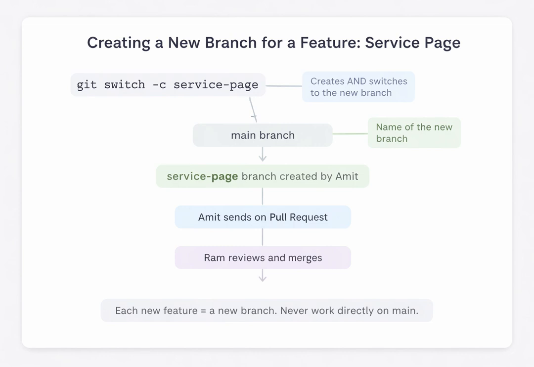He doesn't touch the main branch at all. Once he's done, he'll push this branch to GitHub and send a pull request to Ram. Ram will then review the changes and merge them into the main branch if everything looks good.